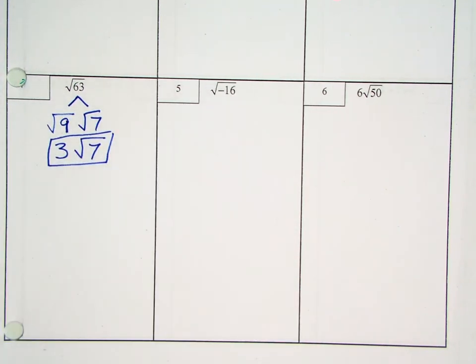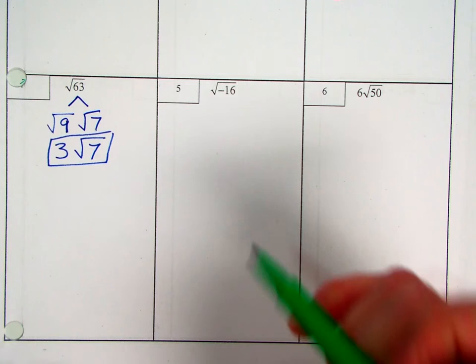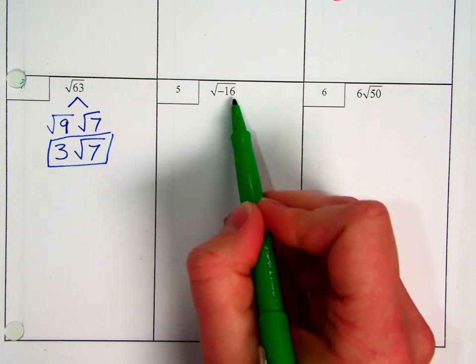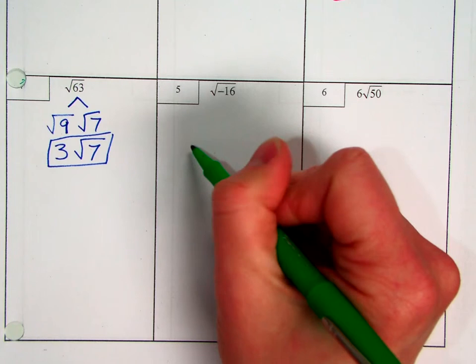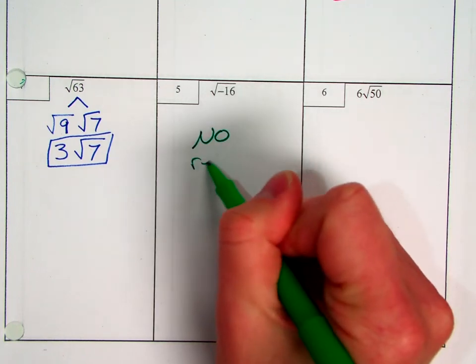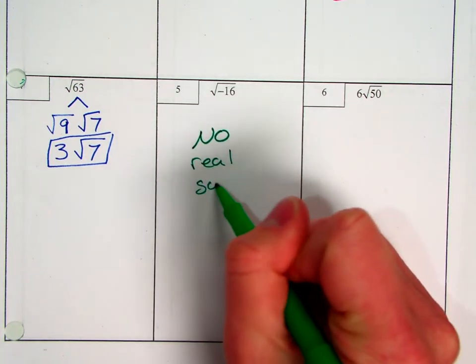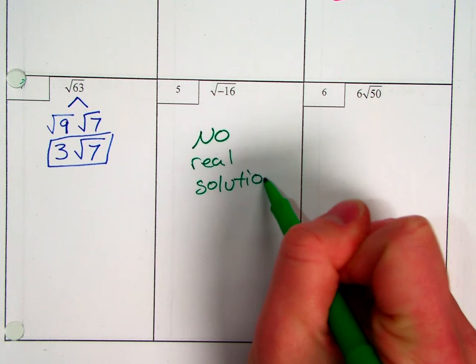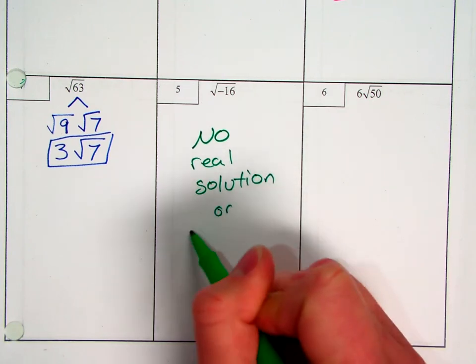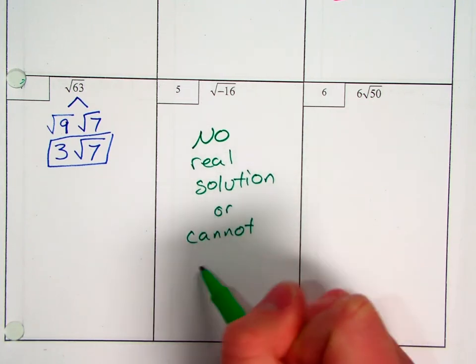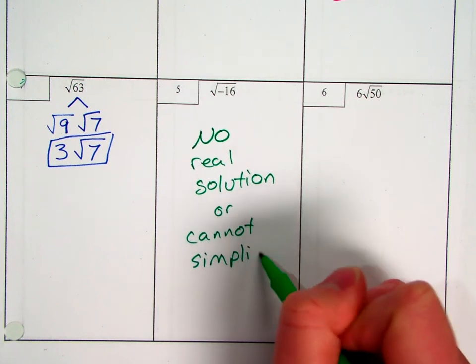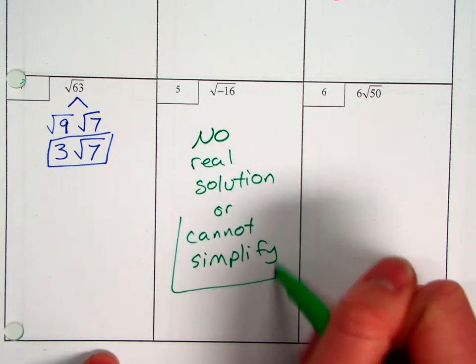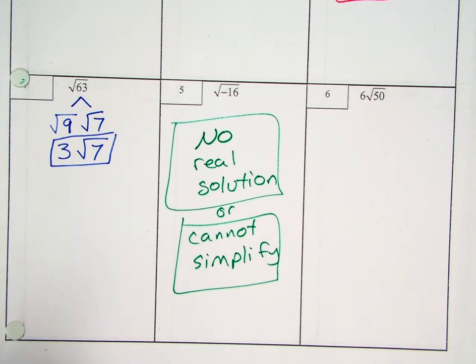Now, number 15 was meant to trick you. It has the square root of negative 16. But remember, we can't take the square root of a negative number. So this means no real solution, or you could also say cannot simplify. Now remember, you actually can simplify this if you knew about imaginary numbers, which you will learn about when you get to Algebra 2. I will accept either answer.